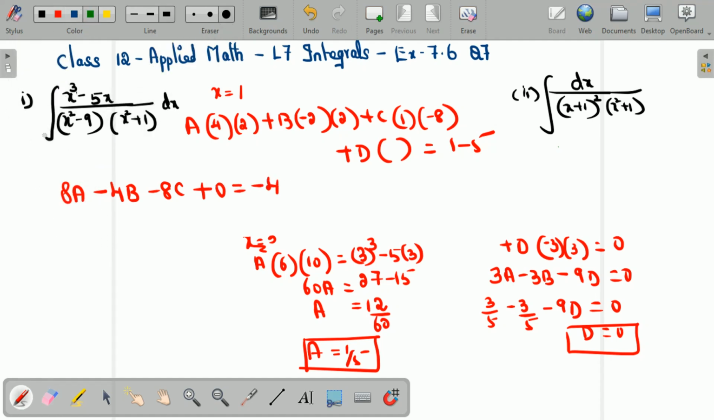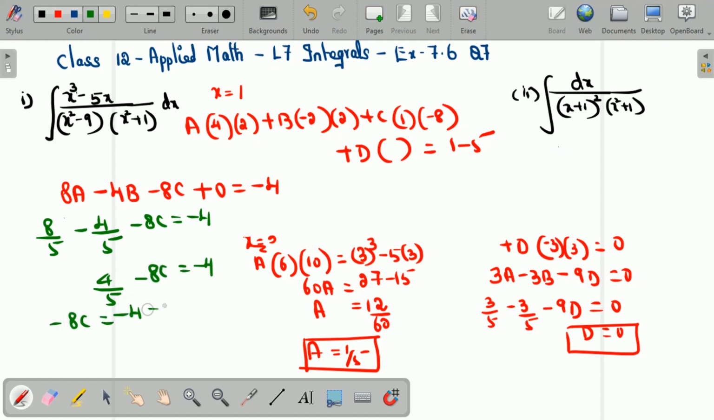So now let's do the simplification. So this is 8 by 5 minus 4 by 5 minus 8c is minus 4. So if you take a subtraction, this is 4 by 5 minus 8c is minus 4. So minus 8c is minus 4 minus 4 by 5. So minus 8c is minus 24 by 5.